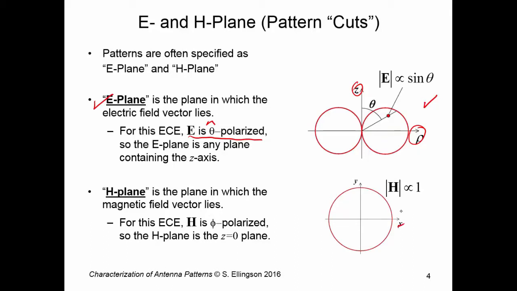So here's x, here's y. The magnitude of H is constant all along here, and in fact the H field vector goes like this in a circle. That's phi hat. Now again, I'm showing this for the ECE, which is z-directed, but this concept can be applied to any antenna, although it's not always unambiguous, but there usually is an E and an H plane that you can identify.